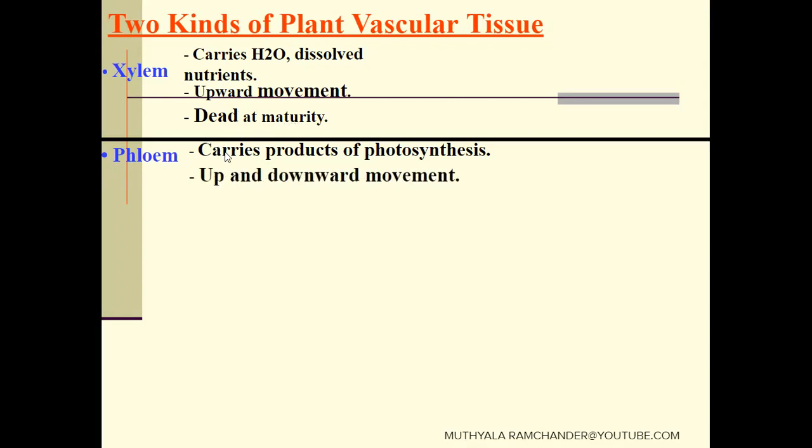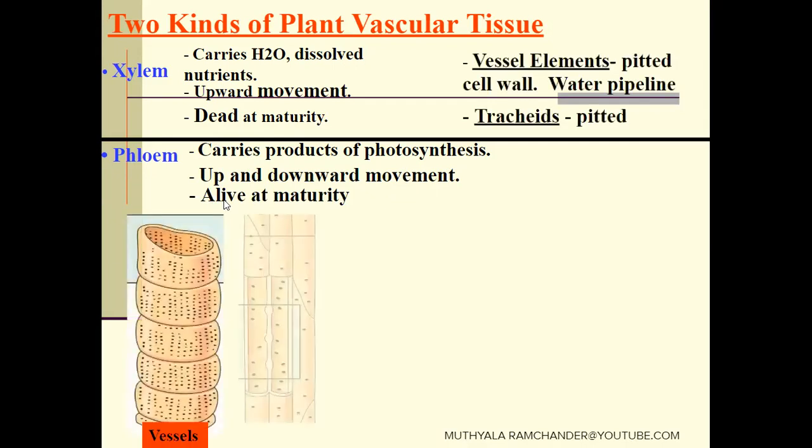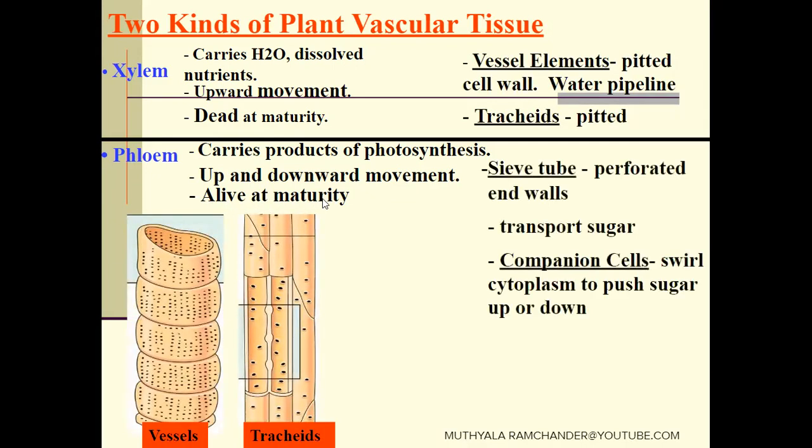And the phloem cells mainly help in translocation of organic solutes of photosynthesis in the upward and downward directions. Upward and downward movements are present in the phloem. And phloem cells are live at maturity.